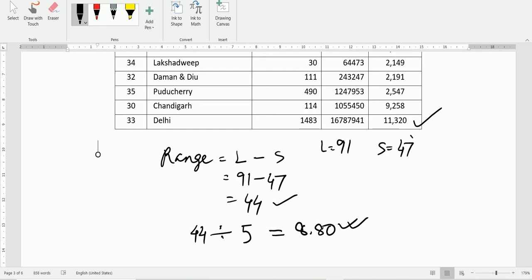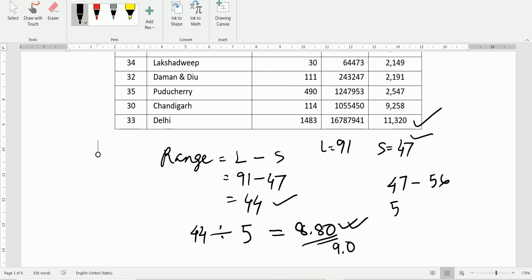Since the smallest value starts from 47, we may determine the categories as follows. First we may take 8.8 and round it to 9. So then 47 to 56, a difference of 9.